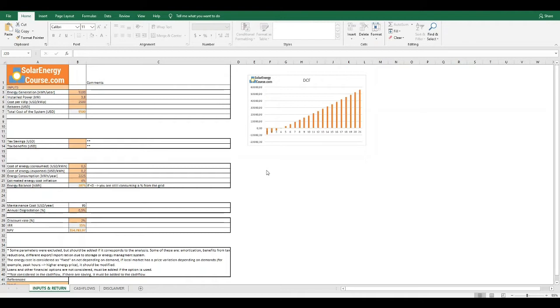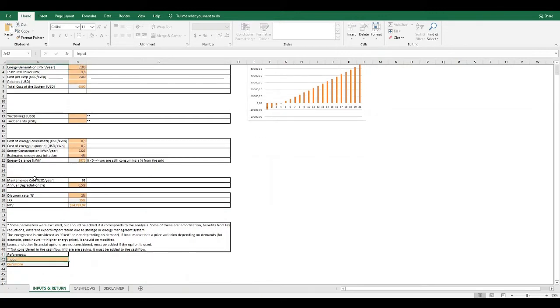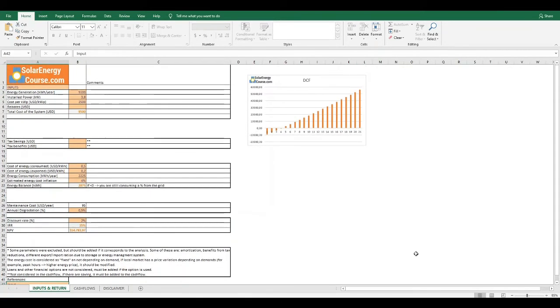Let's open our Excel. In pink, we have the parameters that we need to enter. These are the inputs. Let's start with the energy generation. This is the yearly energy generation in kilowatt hour per year of the PV system.